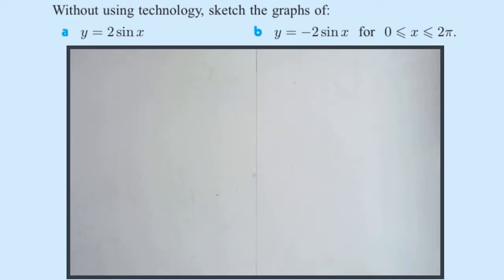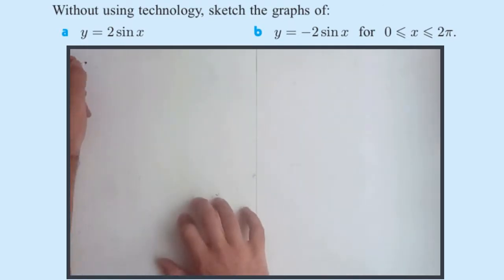Without using technology, sketch the graphs of y equals 2 sine x and y equals minus 2 sine x for x between 0 and 2 pi. Right, so just one cycle. If you think about it, say f of x equals sine x is the parent function.